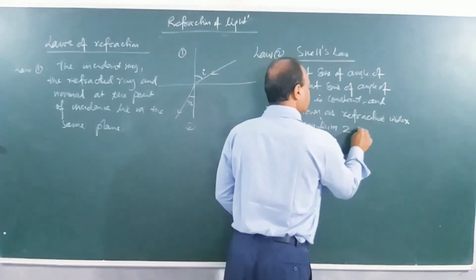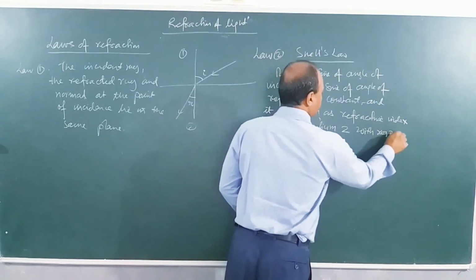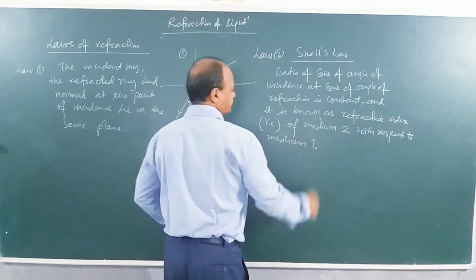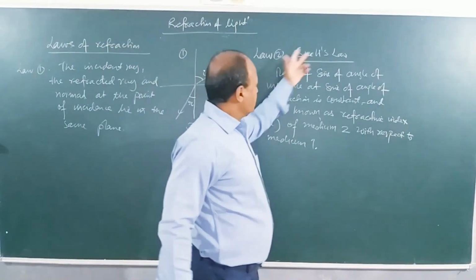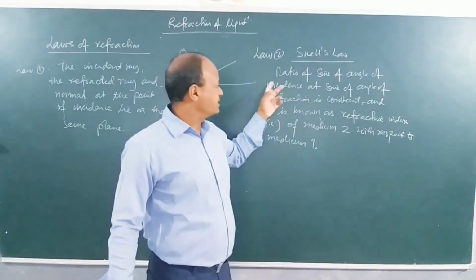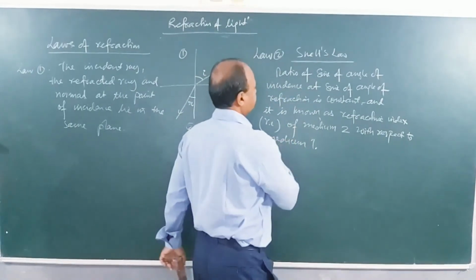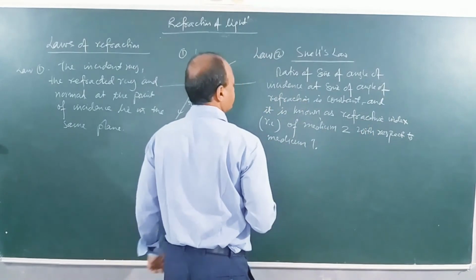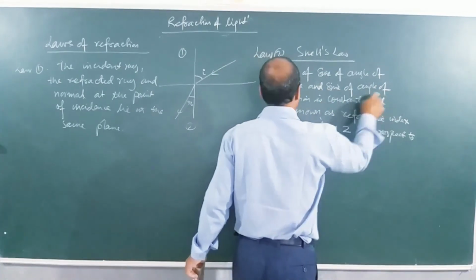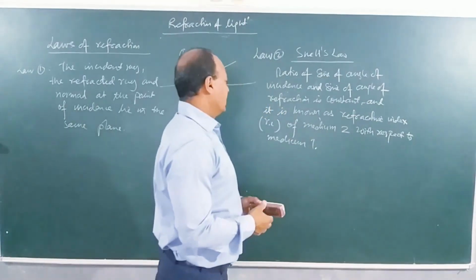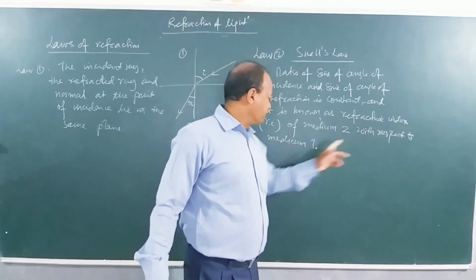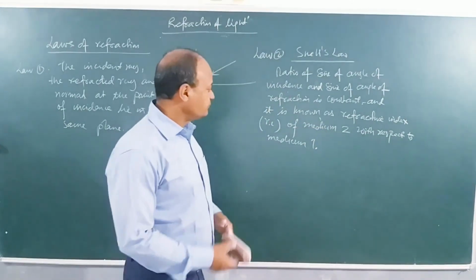2 with respect to medium 1. Snell's law, the second law, says the ratio of sine of angle of incidence and sine of angle of refraction is constant, and it is known as refractive index, RI of medium 2 with respect to medium 1. You can pause the video and write down the definition.